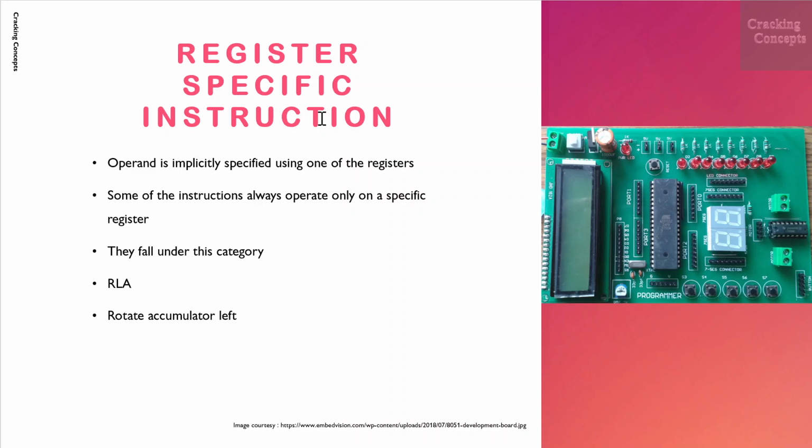Next is register specific instruction. Here, the operand is implicitly specified using one of the registers. Some of the instructions always operate on a specific register. All of them fall under this category. An example of this is RL A, which rotates the accumulator left.